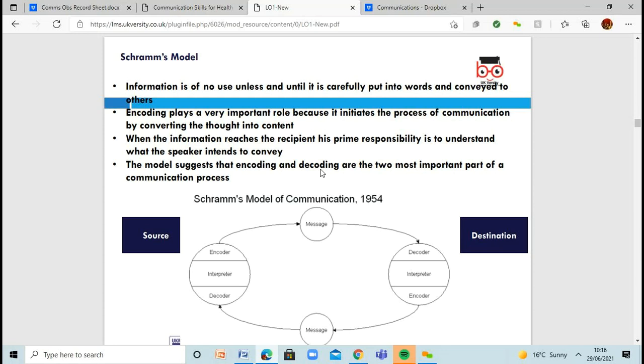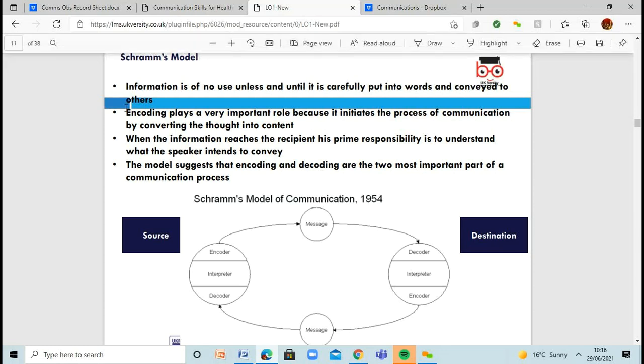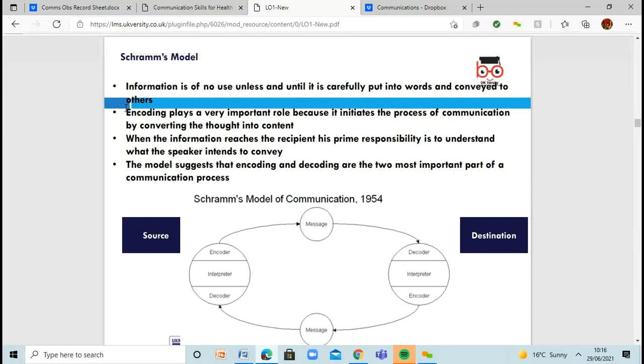Then we have Schramm's model. And I'm sorry, I know there's a bit of an interruption in the background. I'm not sure why that is, but I think it's a bit of noise. So we've got Schramm's model.